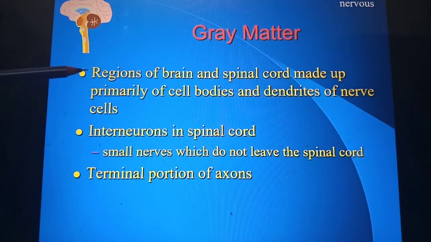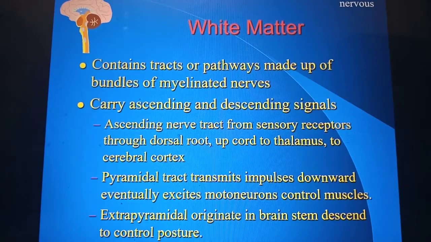So what is gray matter? It is the region of the brain and spinal cord made up of cell bodies and dendrites of nerve cells. Interneurons are also present, and then the terminal portions of axons. We will see the axons and the neurons separately.